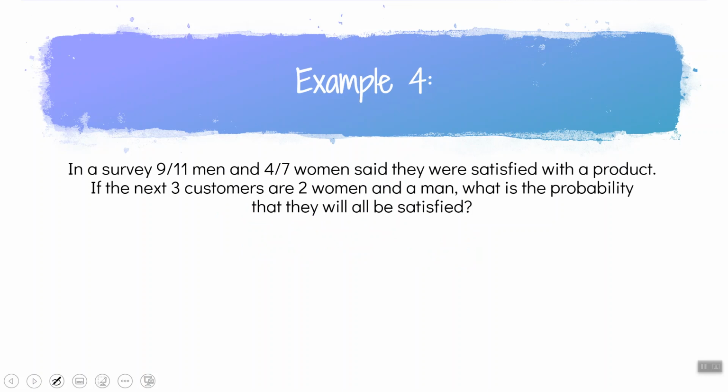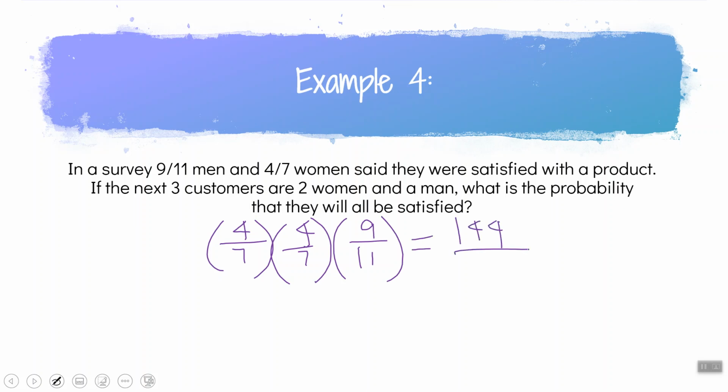Example 4. In a survey, 9 out of 11 men and 4 out of 7 women said that they were satisfied with the product. If the next 3 customers are 2 women and a man, what is the probability that they will all be satisfied? So the odds that that first woman is satisfied is 4/7. The second woman is 4/7. And that man is 9/11. So this comes out to 144 out of 539. Divide that out, you get about 0.267, about 26.7%.